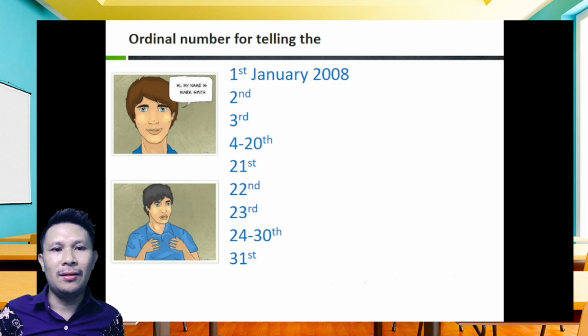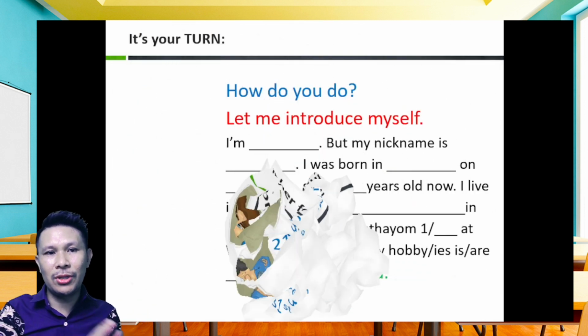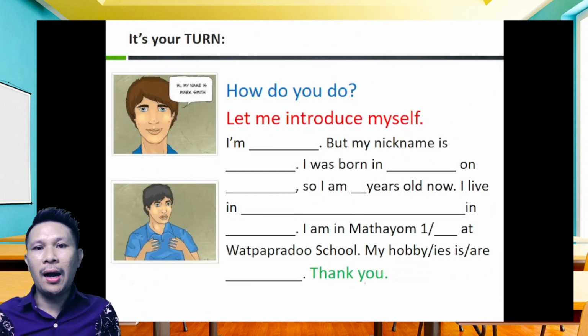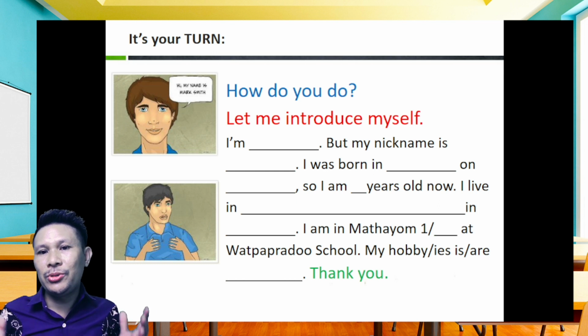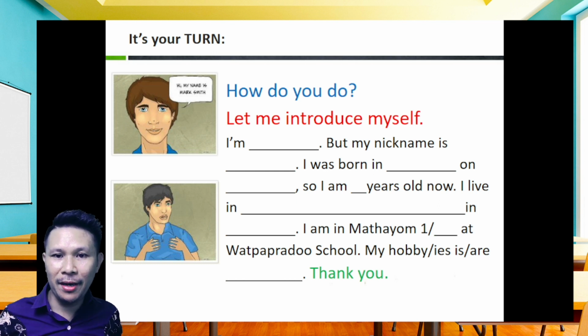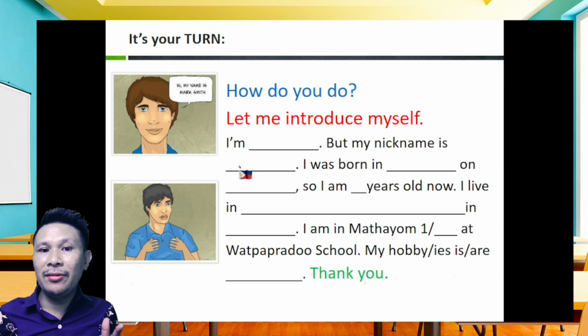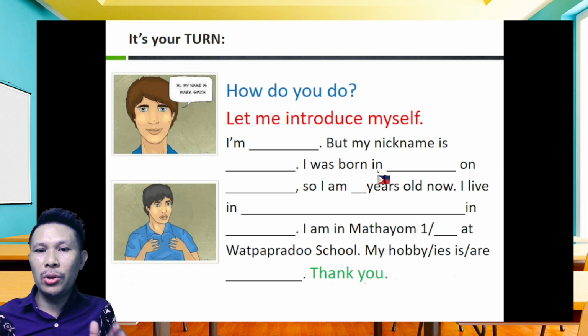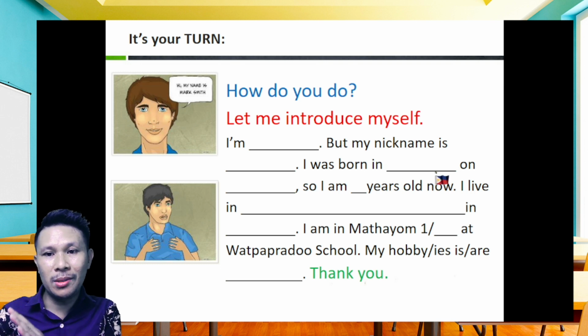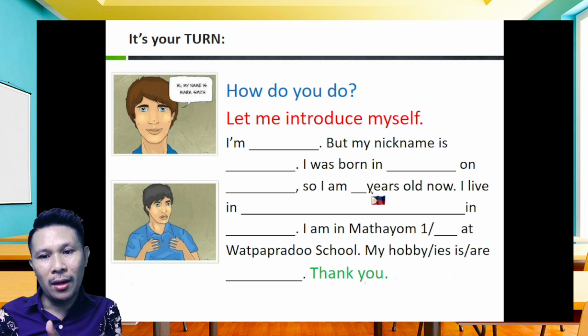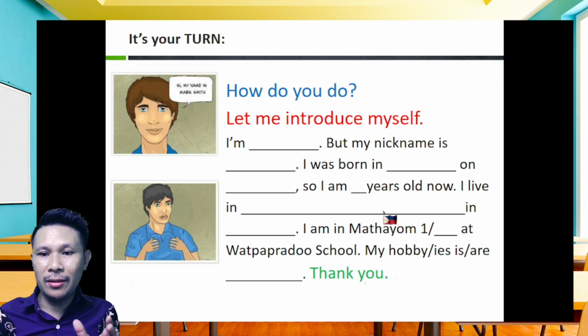Now it's your turn. Let me introduce myself. State your name. Here is your name, and here is your nickname. My nickname is... I was born in what province? This is the province, and on the date... I am how old are you now? And I live in, this is where your address goes.